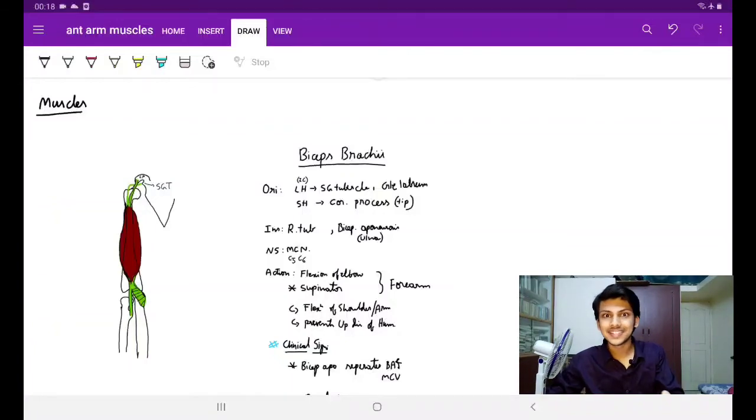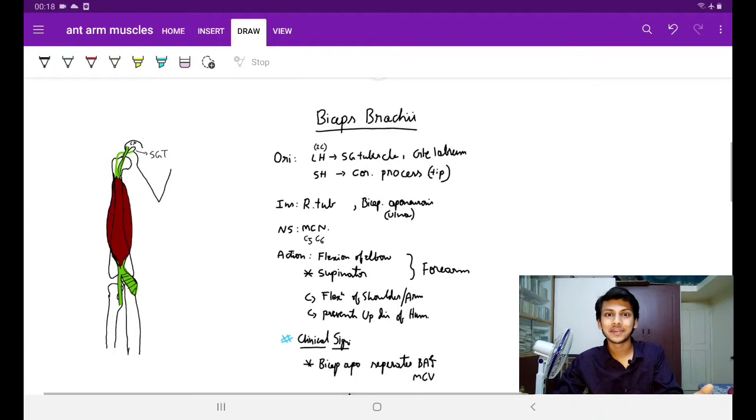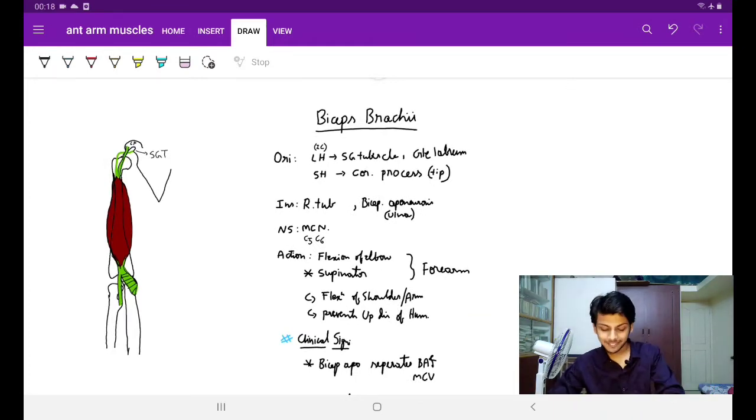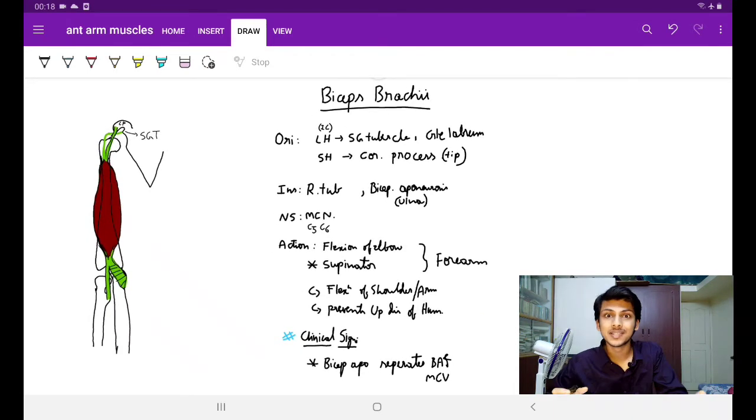Okay guys, now let's study the muscles. There are three muscles in the anterior compartment of the arm. Three beautiful muscles, and most of you must be familiar with the first muscle, that is the biceps brachii. Why is it called biceps? Bi is two, ceps is head. It has two heads, so it's called biceps.